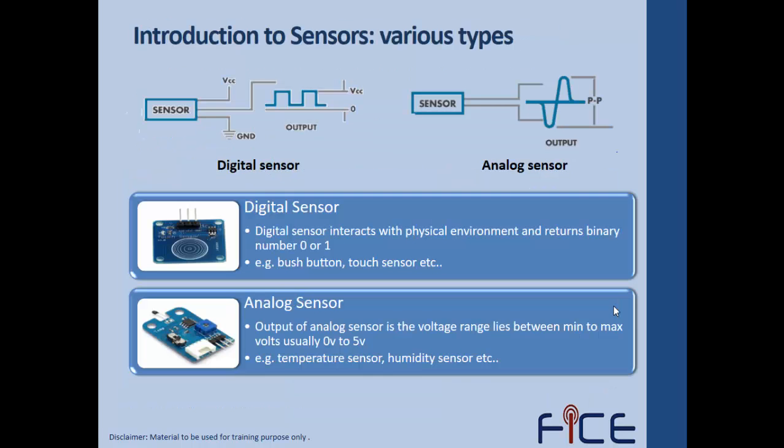Next we will discuss the various types of sensors. On the basis of output of a sensor, the sensors can be divided into two types. First is digital sensor and the second is analog sensor. A digital sensor interacts with the physical environment and returns a number 0 or 1, or we can say that a digital sensor is an electronic sensor where data conversion and transmission are done digitally, either 0 or 1.